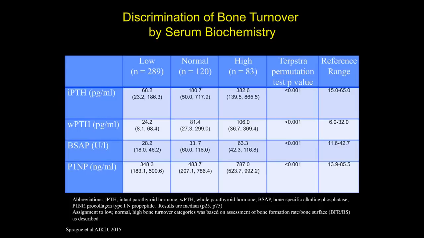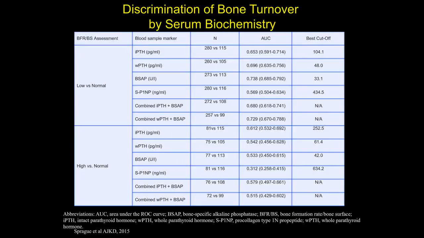But again, there's a lot of overlap, as I showed you before. If we really wanted to discriminate, we did do receiver-operated curves and area under the curves, trying to discriminate bone turnover by serum biochemistries. This is looking at low versus normal or high versus normal, and the numbers may be hard, but you really want to have an area under the curve of at least 0.7 to 0.8 to be somewhat helpful.